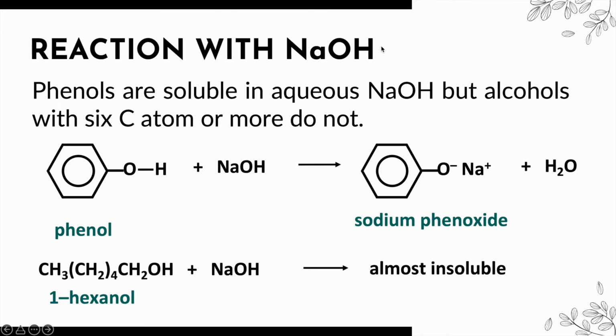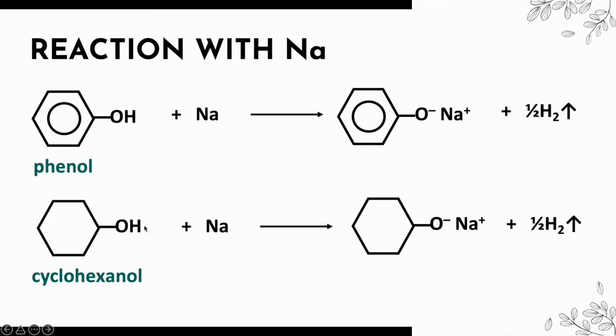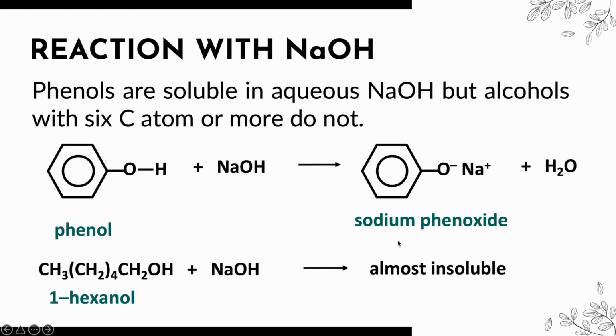If phenol reacts with sodium hydroxide, it is soluble in sodium hydroxide, but alcohol with 6 carbon atoms or more is not. So phenol is soluble in sodium hydroxide. It will release the H plus and form O minus and Na plus, plus H2O. For the normal alcohol, not phenol, the straight chain alcohol with 6 carbons reacting with NaOH is almost insoluble, so it cannot form O minus and Na plus. Normal alcohol, without the benzene ring, can react with sodium metal to produce O minus and Na plus, but not with sodium hydroxide. Only phenol can react with sodium hydroxide.